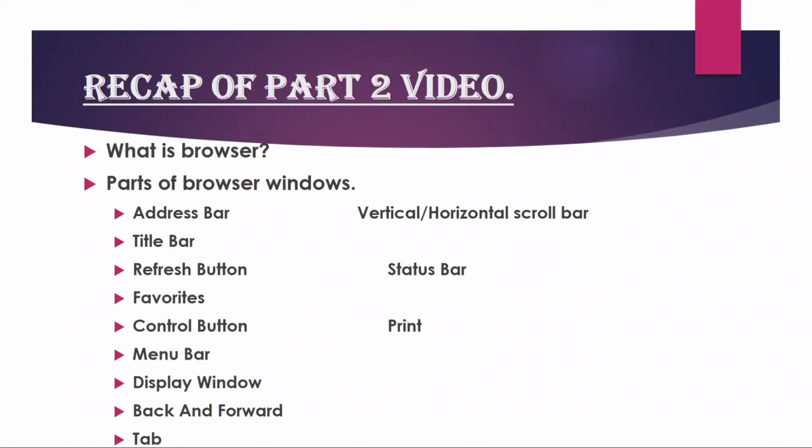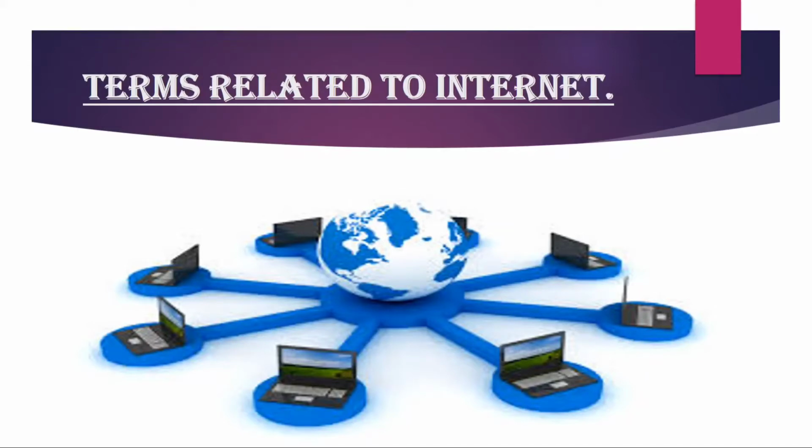As we usually do, we first take a recap. So here we are going to have a look at the part 2 video. What we have learned in part 2 is what a browser is and the parts of the browser window: address bar, title bar, refresh button, favorite, control button, menu bar, display window, back and forward, tab, vertical and horizontal scroll bar, status bar and print. If you have not seen the part 2 video, first go and have a look at it, then move to the part 3 video. Now our first topic is terms related to internet.